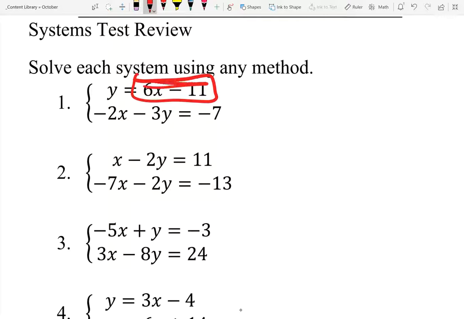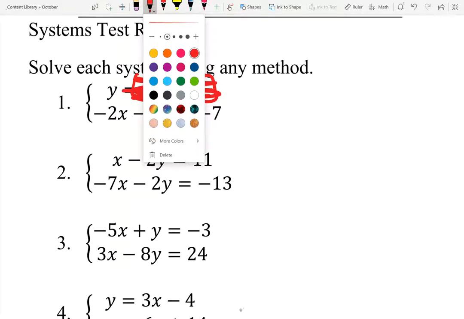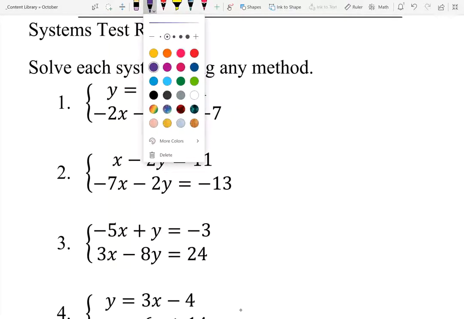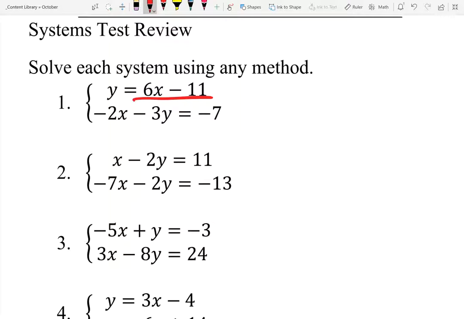Now, say, for instance, that it was y equal to a number like 3. Well, what you would do is you would plug in 3. You know that y is equal to 3, so you would just plug in 3. It works the same way, even though it's not a number. Y equals, not 3, but y equals 6x minus 11. But we can still take this whole chunk and we can still plug it in for y.